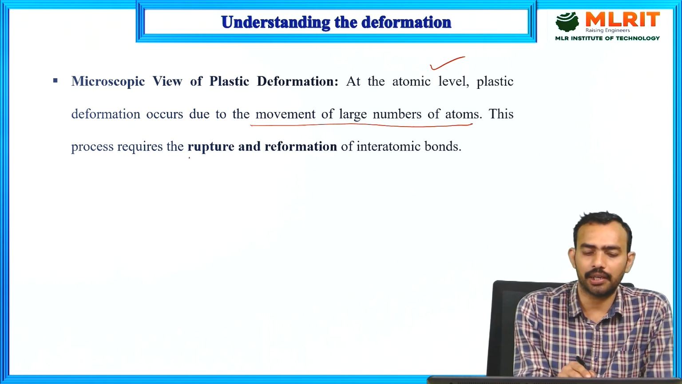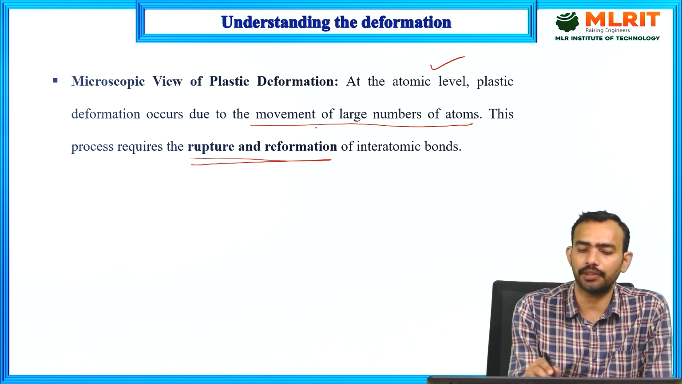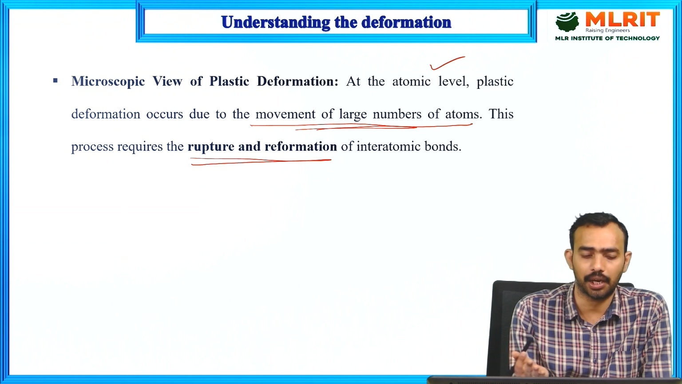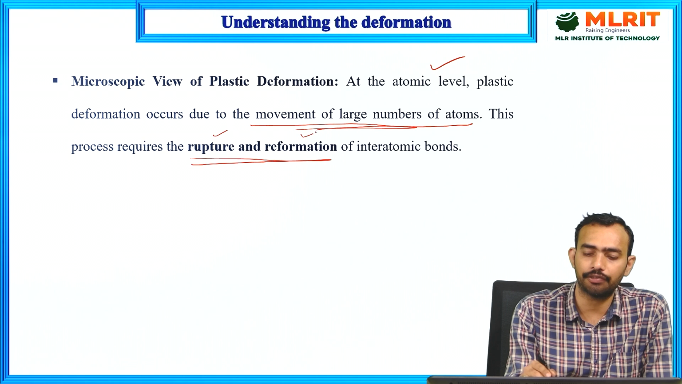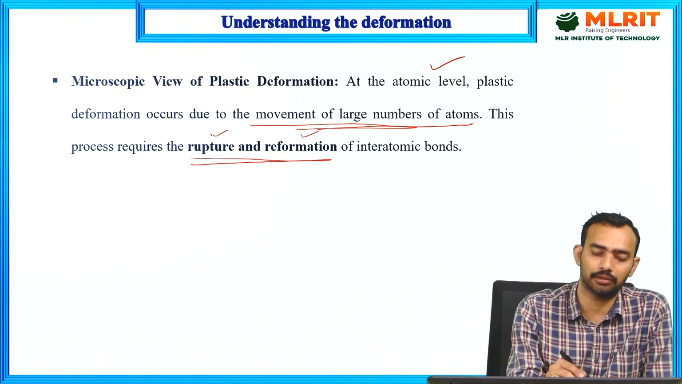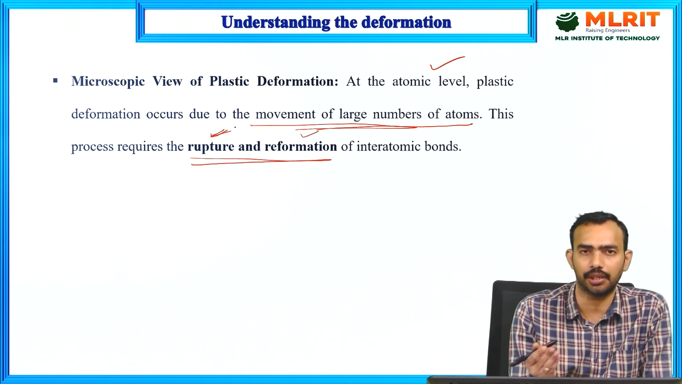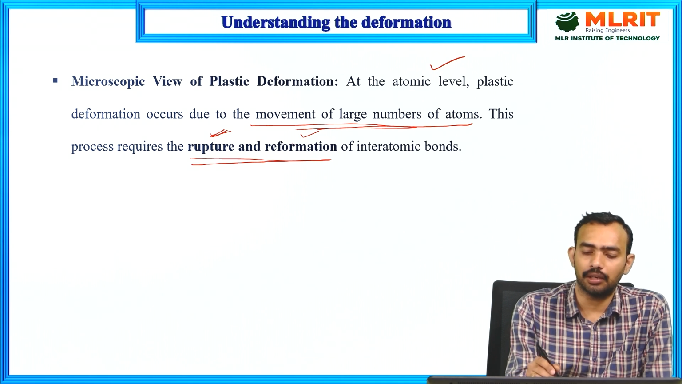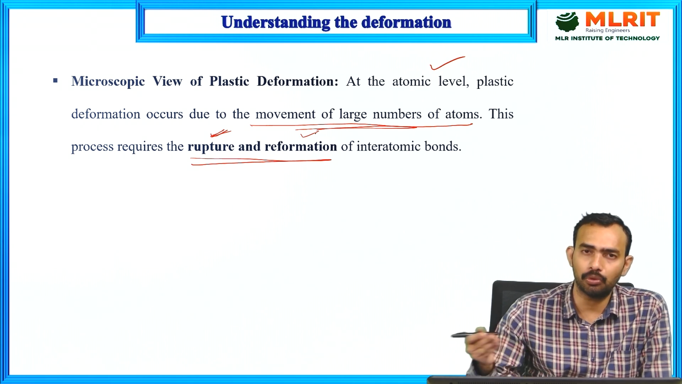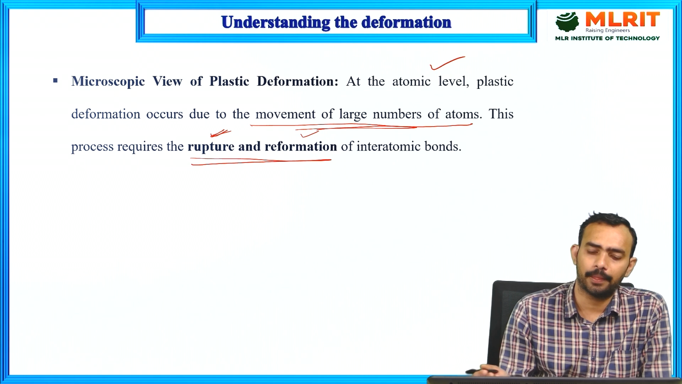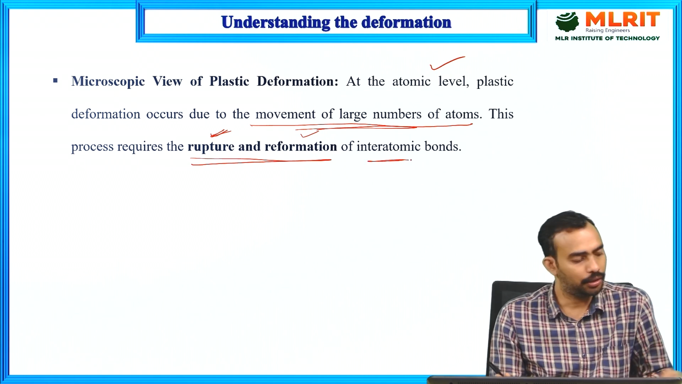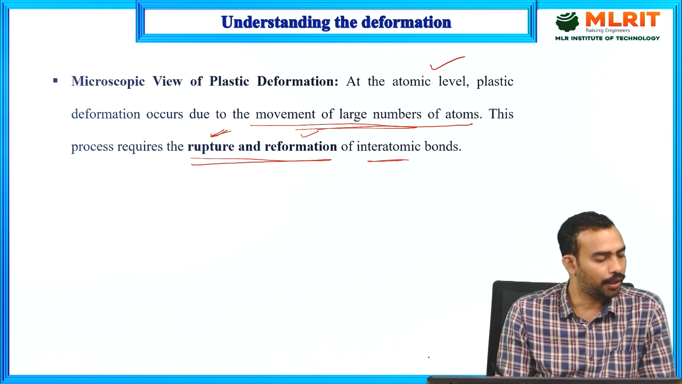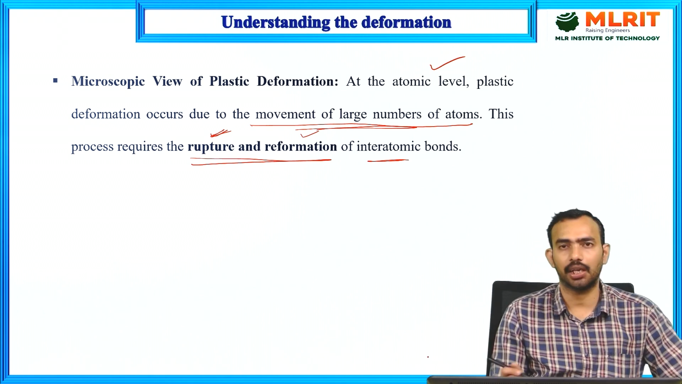This process requires the movement of a large number of atoms. When does it happen? When the bonds are broken, when rupture and reformation happen. Rupture means breaking; here you can consider the breaking of these interatomic bonds, and reforming, moving to the new positions. So it's reforming the shape of the material. Because of this, plastic deformation can be evident at the macroscopic level, what we see with the naked eye.